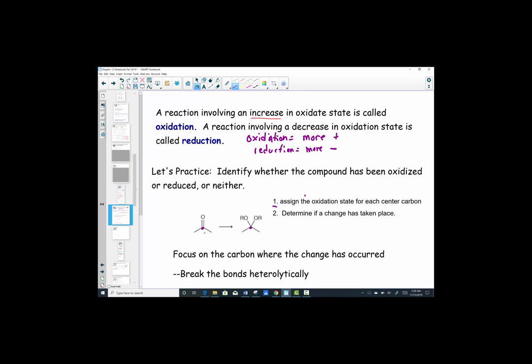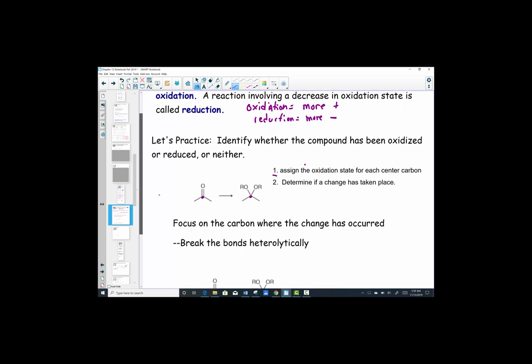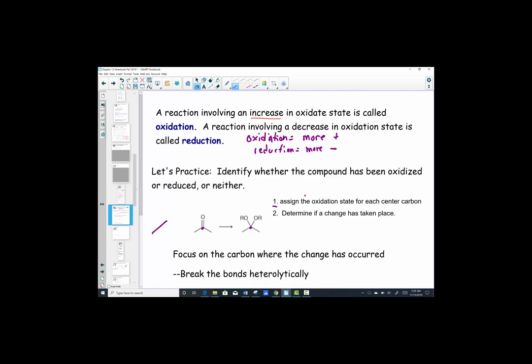So here we have a carbonyl carbon, C double bond O, and now this carbon has the same number of bonds coming out, but they're leading to an OR, so that's an ether group. Let's begin and assign oxidation states to the carbons, remembering to break the bond heterolytically. As we draw this one a little bigger, the carbon would not be assigned any electrons that lead to oxygen. Oxygen is the more electronegative element.